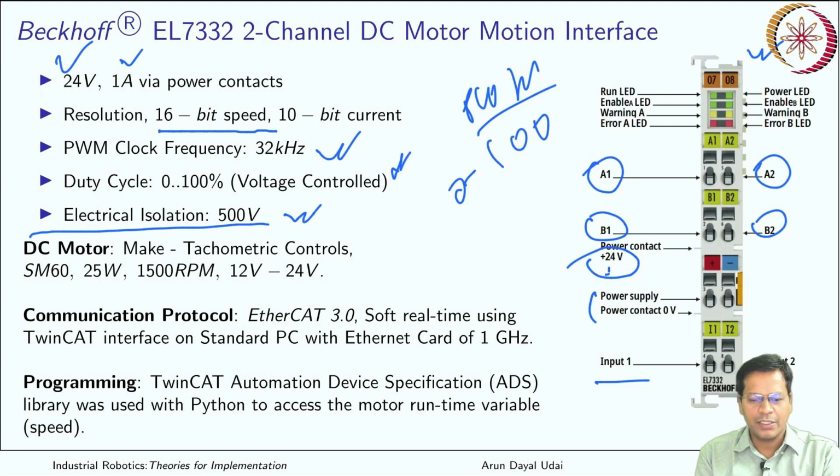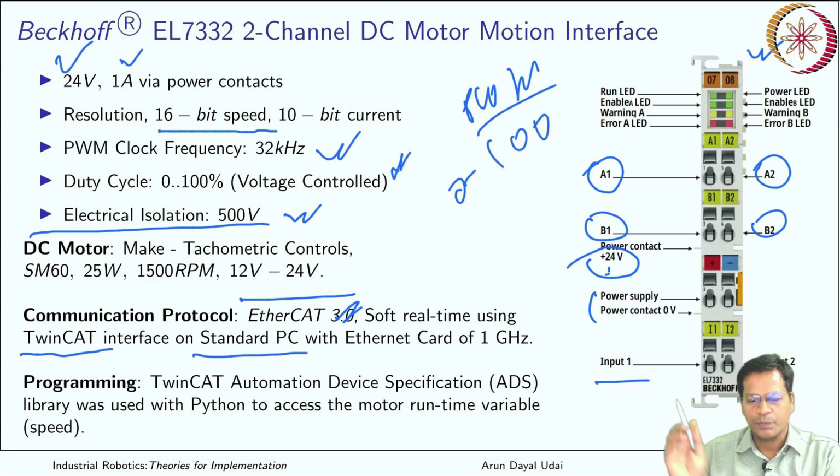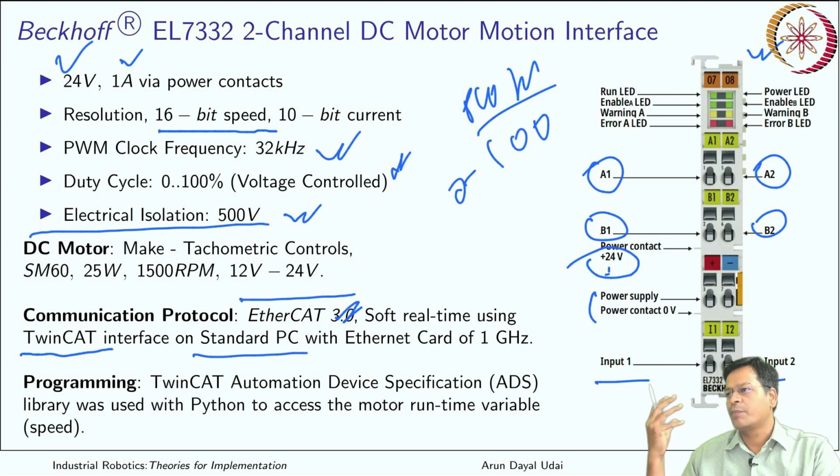The communication protocol that I have used over here to drive this kind of driver is EtherCAT, right? EtherCAT, not 3.0. That is the communication interface. The soft real time that I have used is the TwinCAT 3.0 interface, on a standard PC. So TwinCAT is a proprietary software layer over a standard Windows PC that allows you to do some real-time communication. That is a software layer, okay, that can do EtherCAT communication to its own drivers, to couplers, okay.